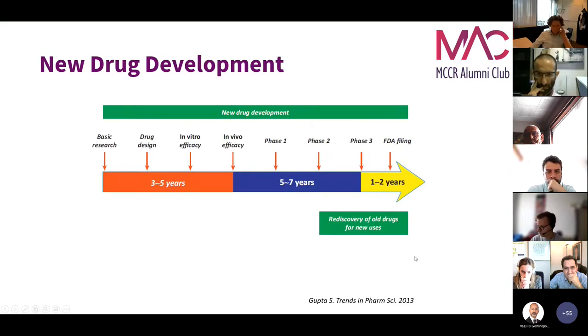So to start, new drug development is not easy. It takes a lot of time and effort. As you can see, it's an average of 12 years before you get a drug from the table where you're working on it until it gets approved and marketed. But that does not mean that every single one of the drugs that go through these tasks actually get approved.